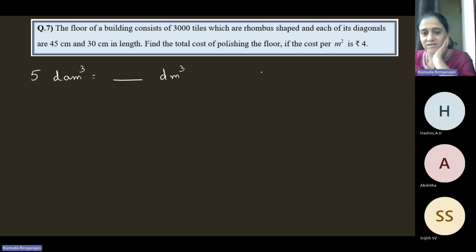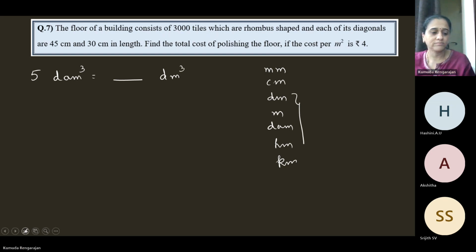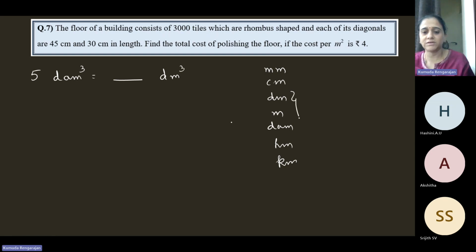So the metric chart is like this, right? In ascending order: millimeter, centimeter, decimeter, meter, decameter, hectometer, kilometer. Now, decameter to decimeter.